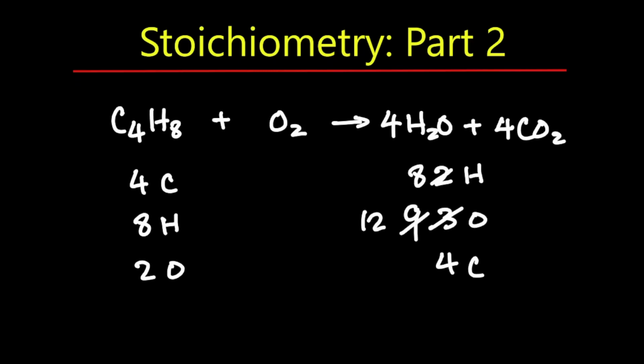need 12. So we can put a 6 in front of this O2, which makes the number of O's on the left side 6 times 2 equals 12 O's. And this is the balanced equation. C4H8 plus 6O2 yields 4H2O plus 4CO2.